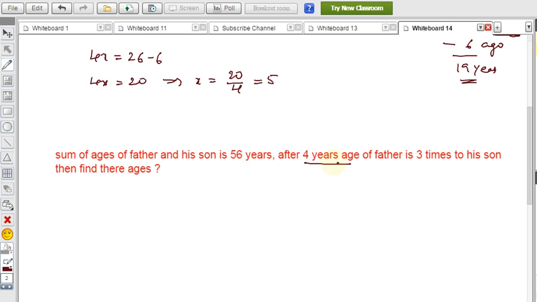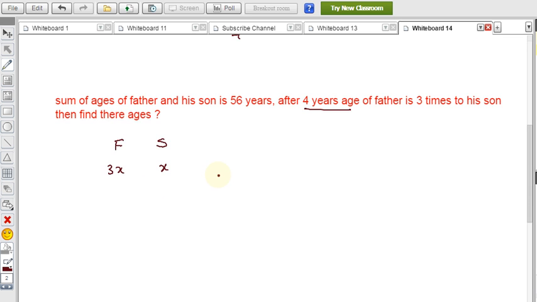After 4 years, the age of the father is 3 times his son's. The ratio is given only after 4 years, so let us take the after-4-years concept. If the father is 3x, the son is x. Now, to get the present ages, we need to subtract 4 from each. Then 3x minus 4 and x minus 4. So this case is for present.